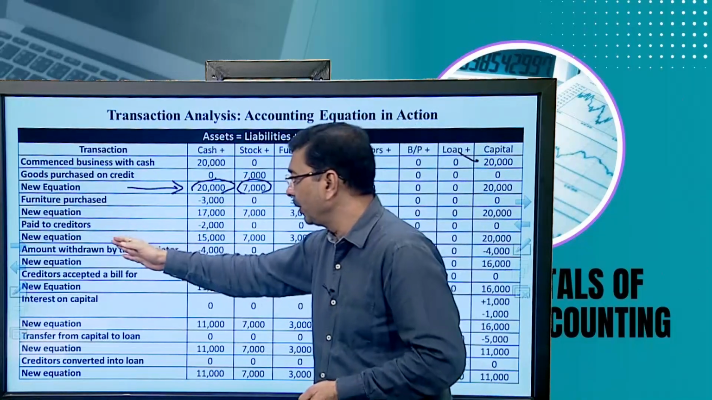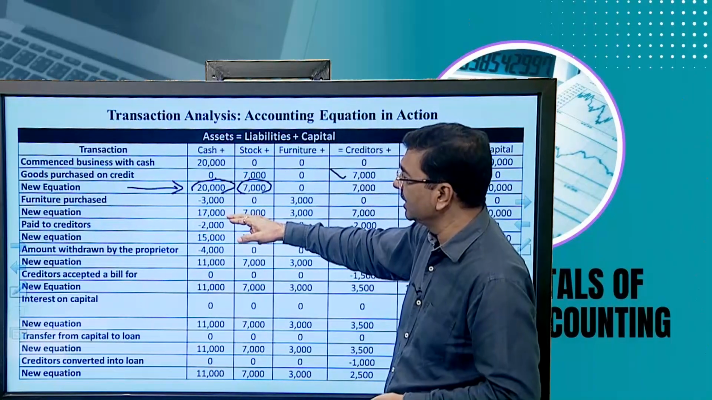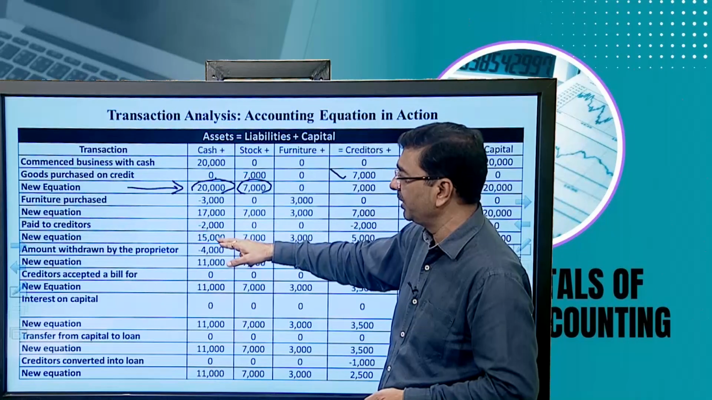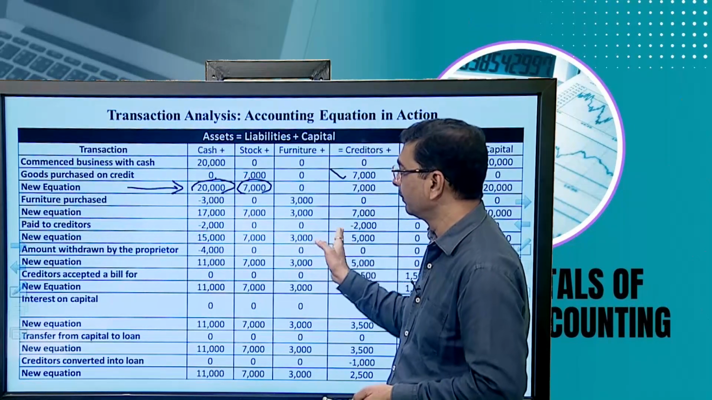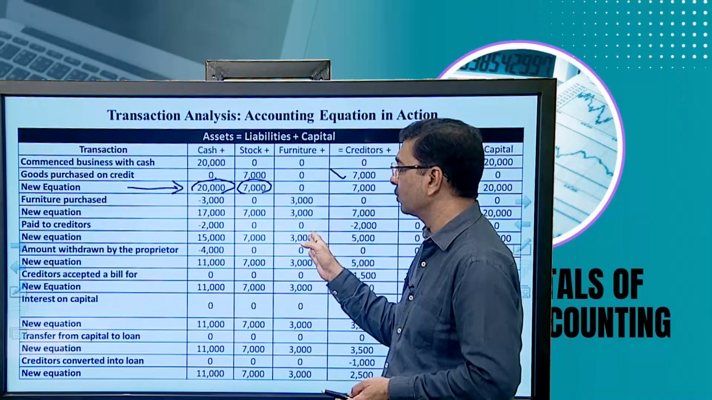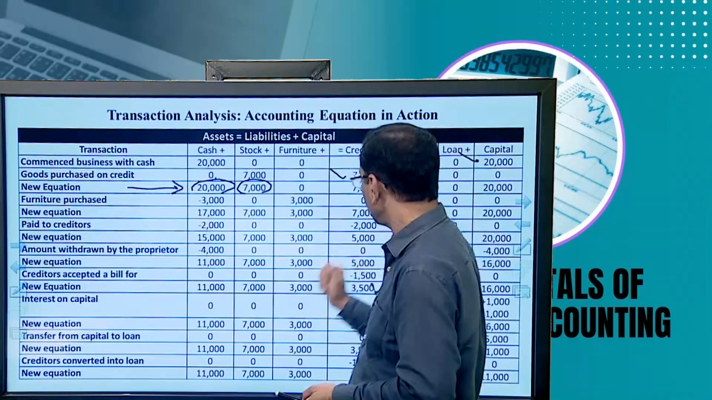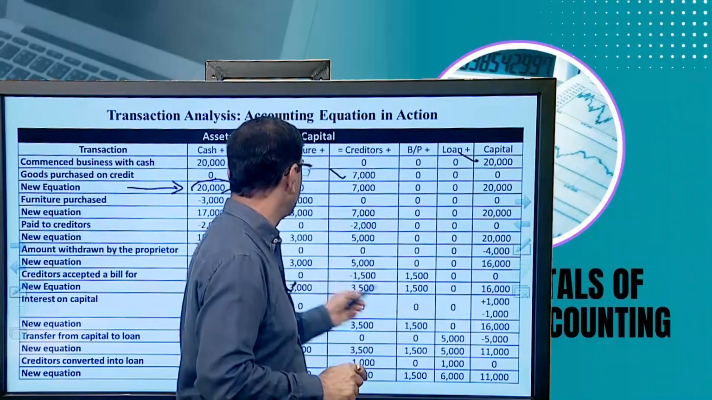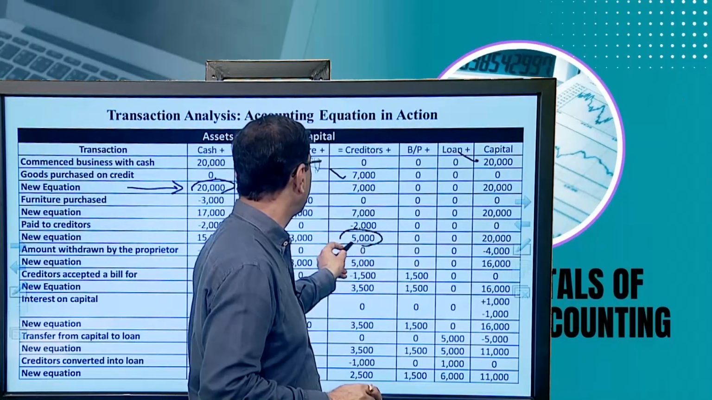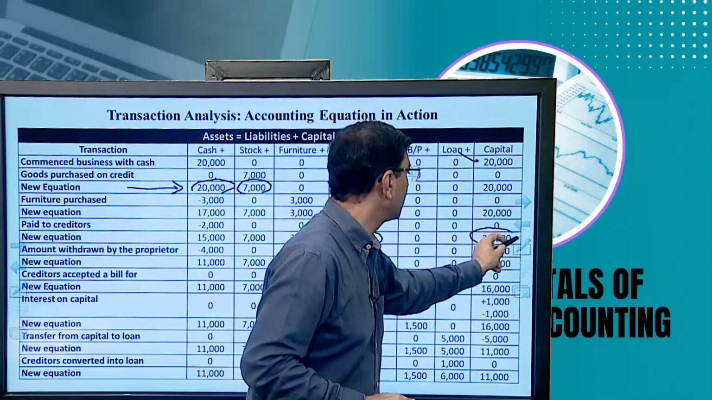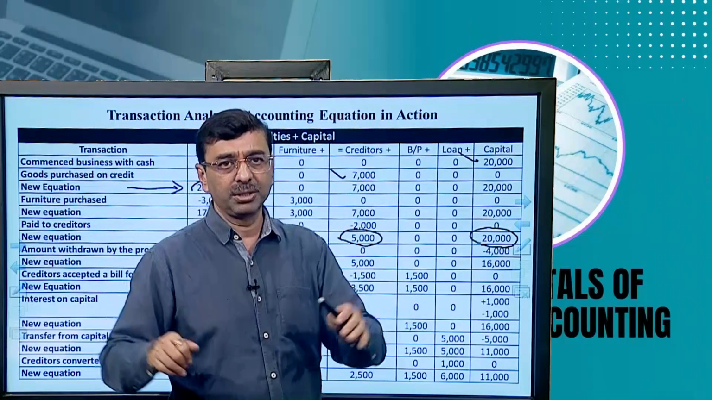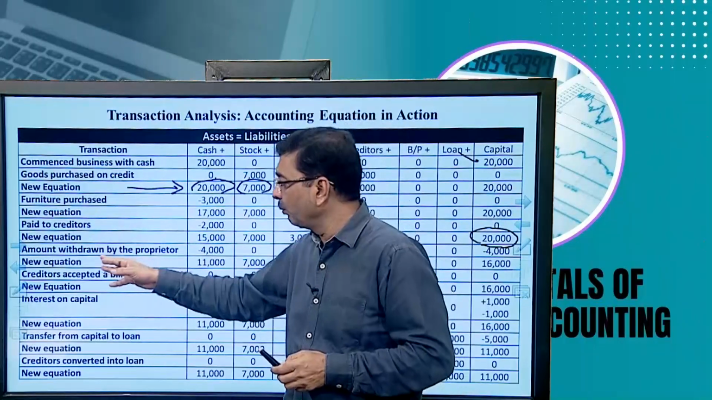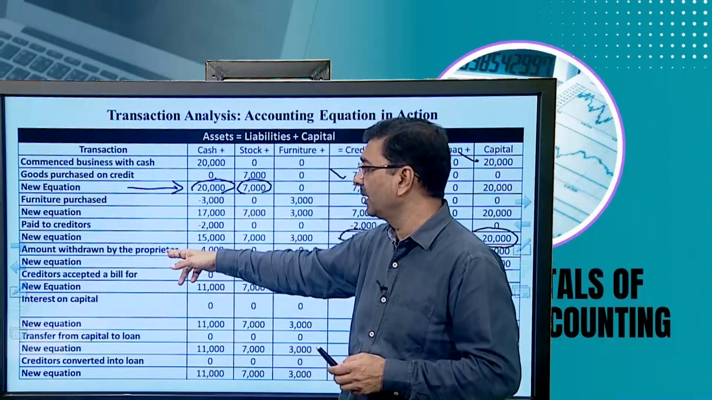So the new equation after that: the cash balance is 17 minus 2, 15,000. No change in stock, no change in furniture. The total debited is 25,000. On the other side, 5,000 is your liability after this, and 20,000 rupees is your capital. Credit side is also 25,000. So the equation is matched.